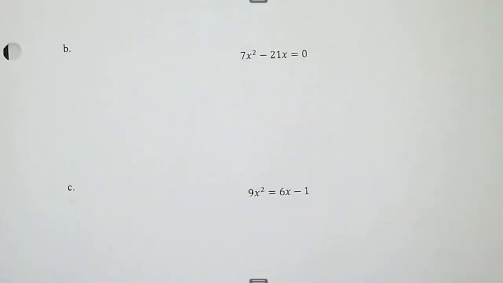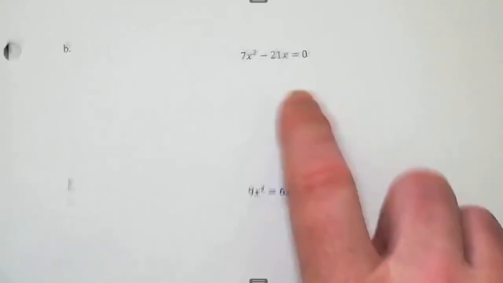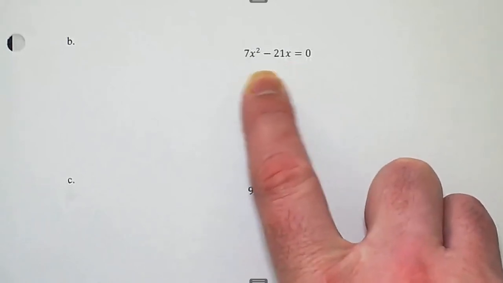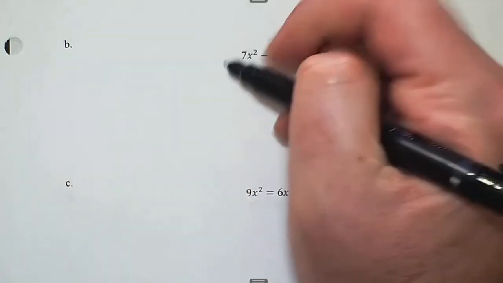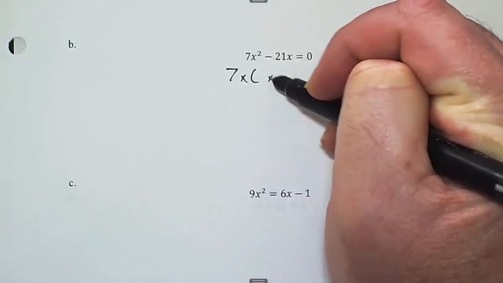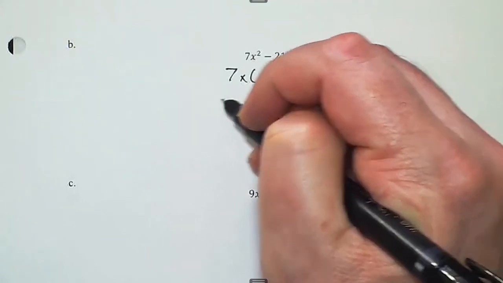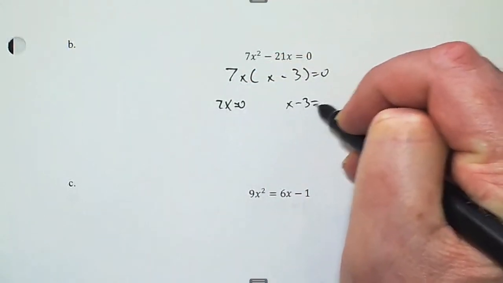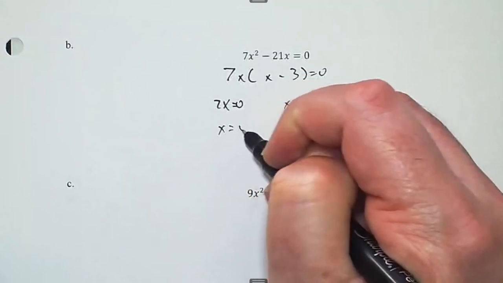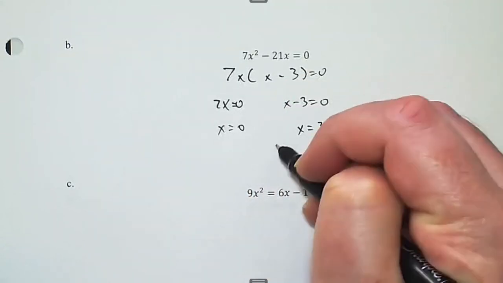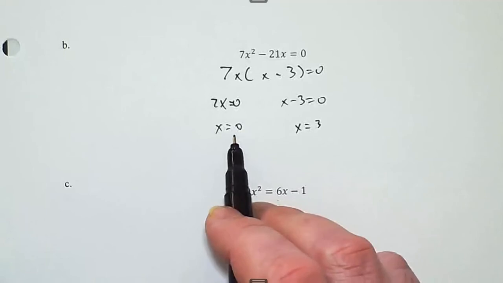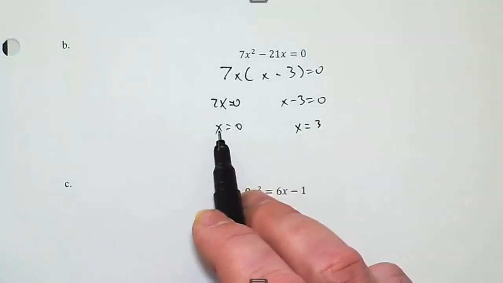Okay, on the next one, letter B. If you can factor, factor. It's always easier to factor. And you can always factor when there's nothing but x's, right? Because I can factor out a 7x. x minus 3 equals 0. So set each factor equal to 0. Turns out the 7 doesn't matter. It's just x equals 0 and x equals 3. Don't lose this answer. A lot of people get that one and for some reason don't get the 0.